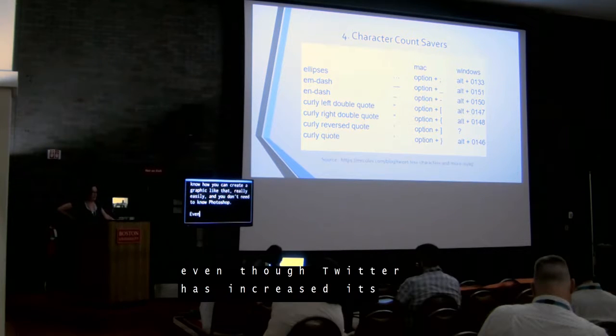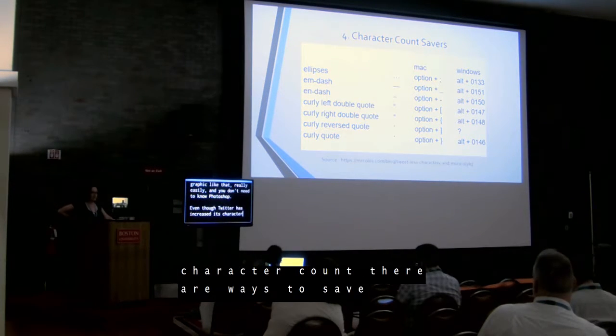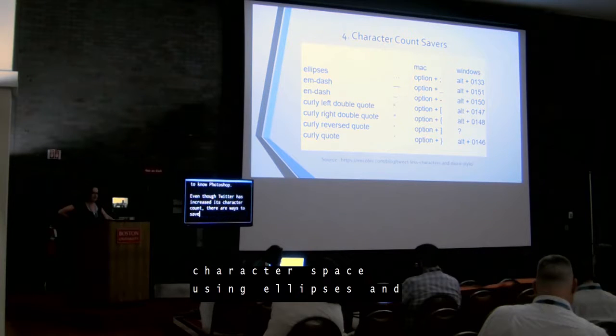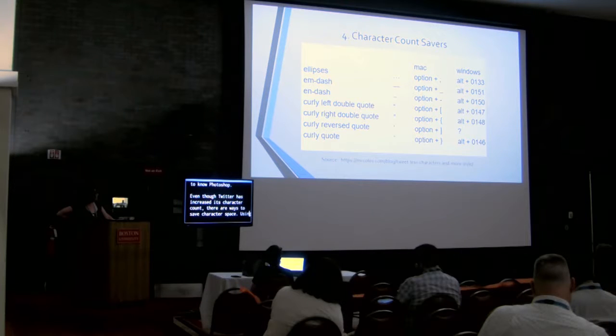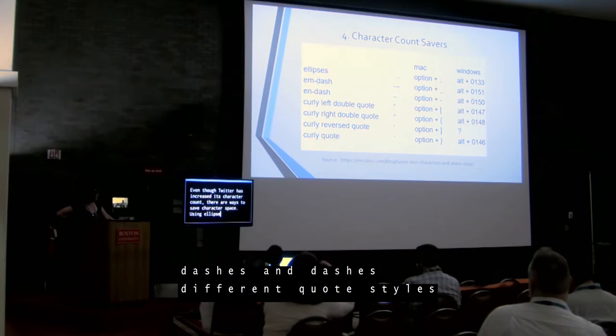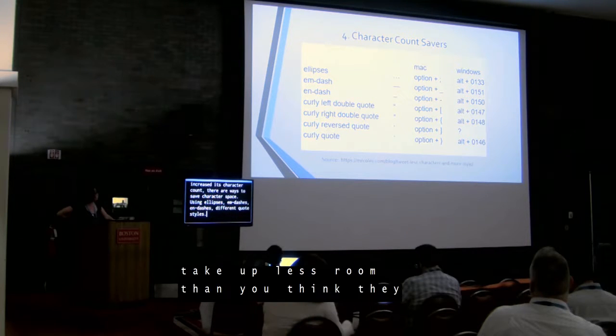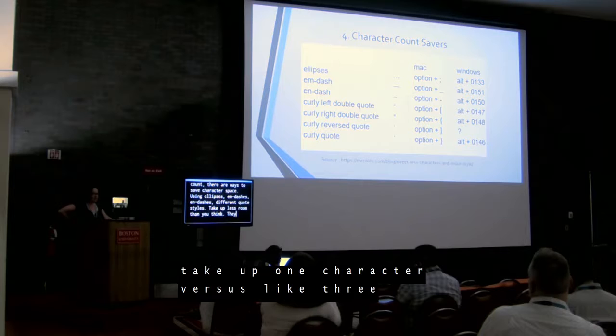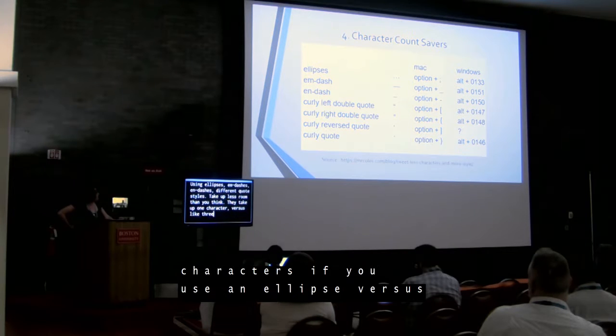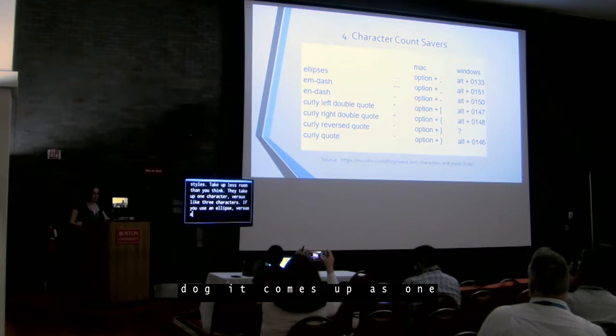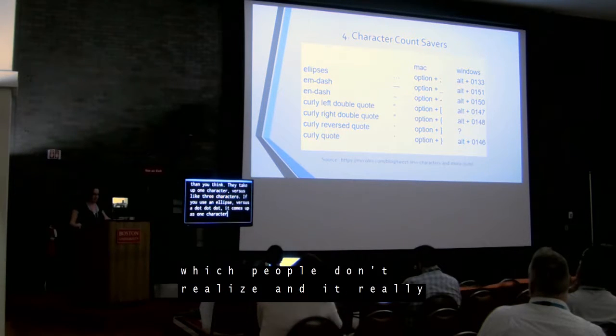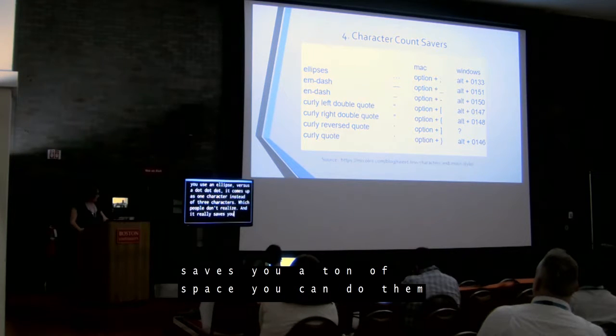Even though Twitter has increased its character count, there are ways to save character space. Using ellipses, m-dashes, n-dashes, different quote styles, take up less room than you think. They take up one character versus like three characters. If you use an ellipsis versus a dot, dot, dot, it comes up as one character instead of three characters, which people don't realize. And it really saves you a ton of space.